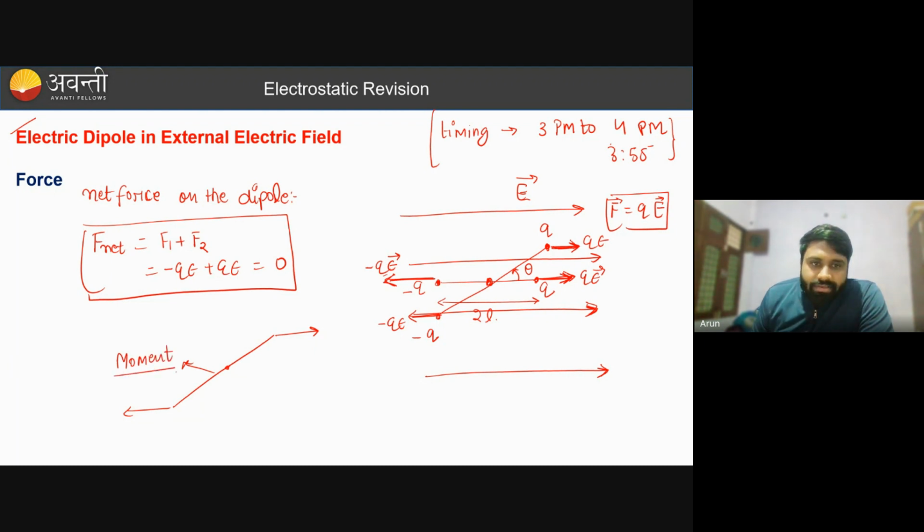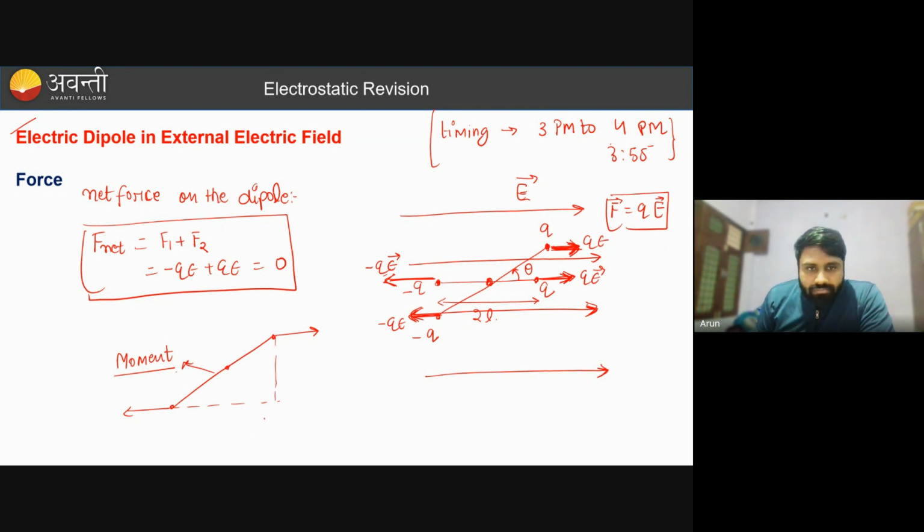They will generate a moment which automatically results in a torque, because this end will be pulled by this force, and this end is also pulled by this force. So automatically they are pulling each other in the opposite sense. So again, the dipole aligns with the electric field. Got it?